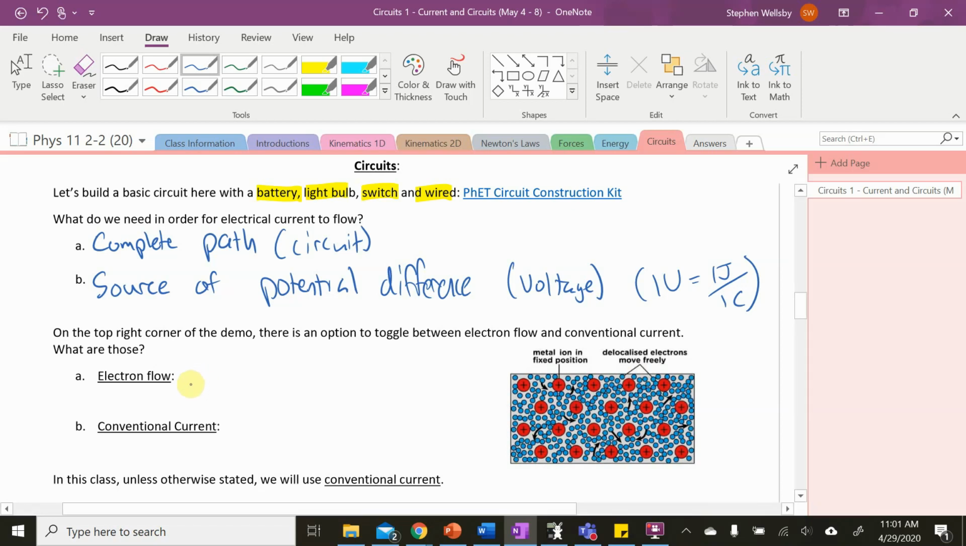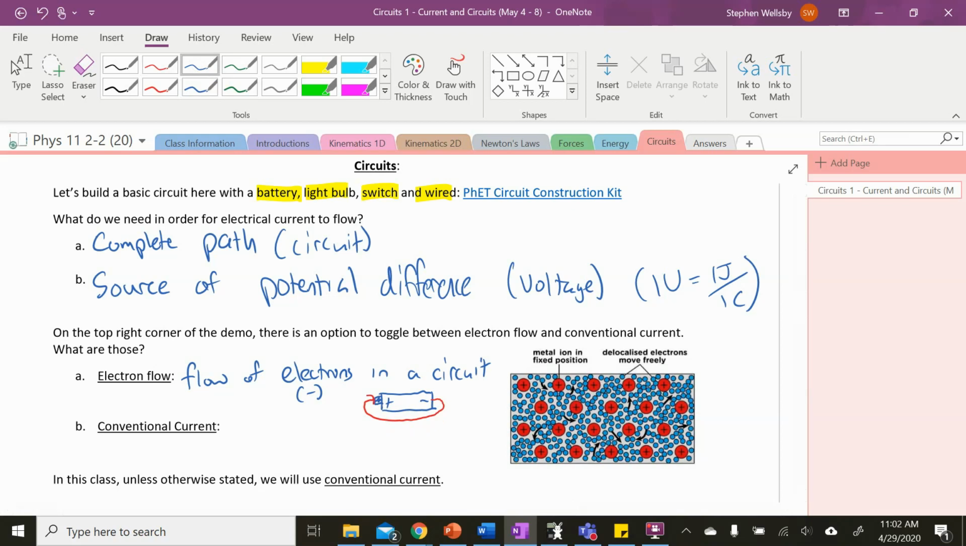So electron flow is the flow of electrons, which are negative in a circuit. And in this case here, if we look at a battery here, let's say this is a battery like you've seen before, this is the positive terminal and this is the negative terminal. Well, electrons are going to flow out of the negative terminal and towards the positive terminal. This is what electrons will do.